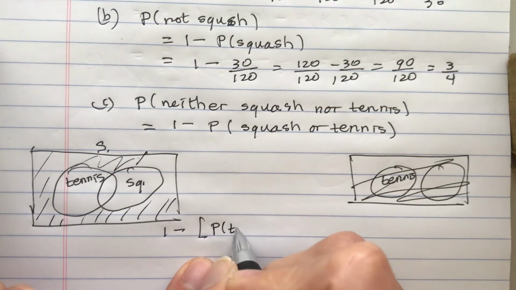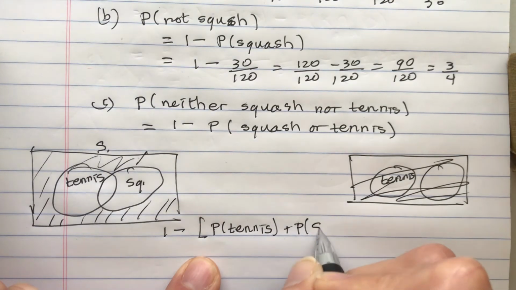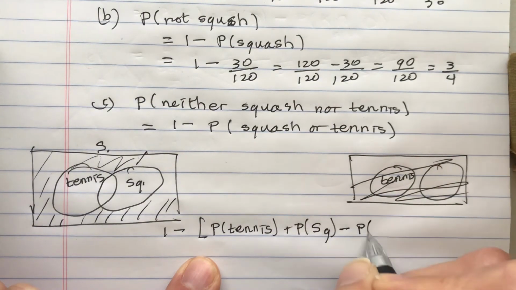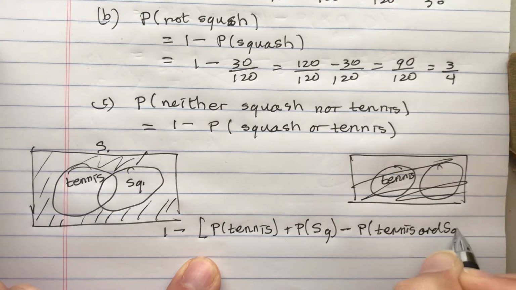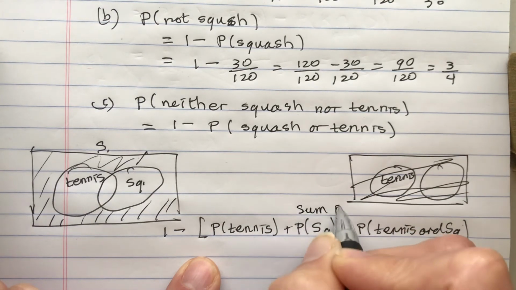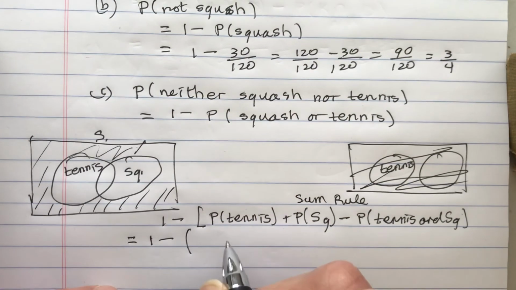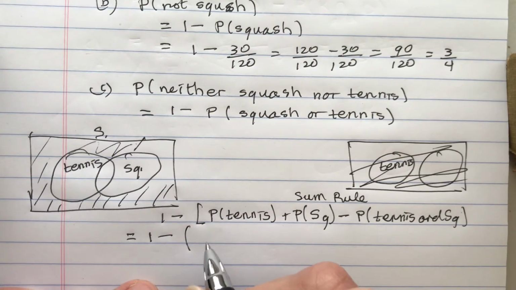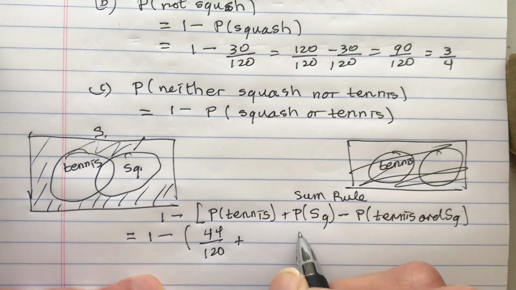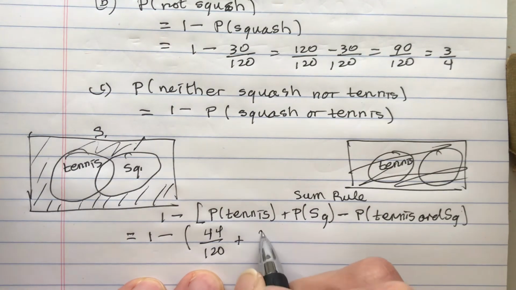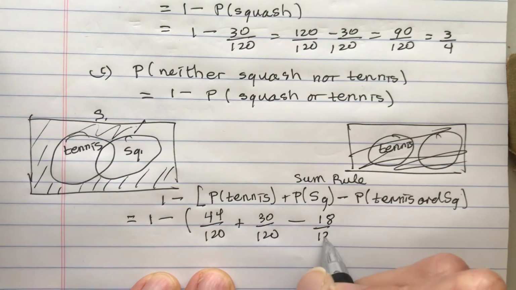That's probability of tennis plus the probability of squash minus the probability of tennis and squash. That's the sum rule. So that's going to be 1 minus, what's the probability of tennis? We decided that's 44 out of 120. The probability of squash, how many people play squash? That's 30 out of 120. And then how many play both? That makes 18 out of 120.